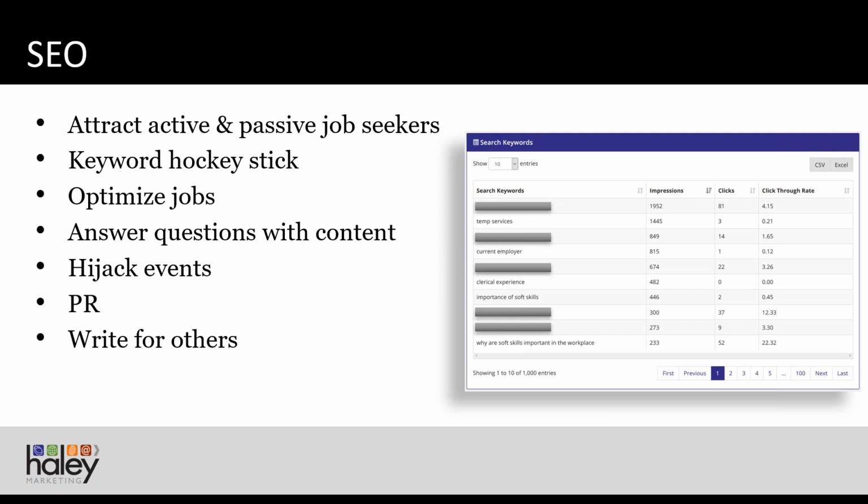I can write content for others, and lastly, I can think about Google for Jobs, making sure that jobs are not just optimized for on-page SEO, but we're actually adding markup so that they show up in that little blue Google for Jobs box. All of these things on this page, they're not directly recruiting, but they're ways to think about making your content, your website, and your social media engage with active and passive job seekers.